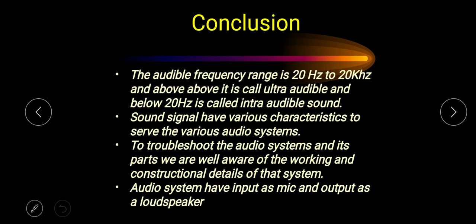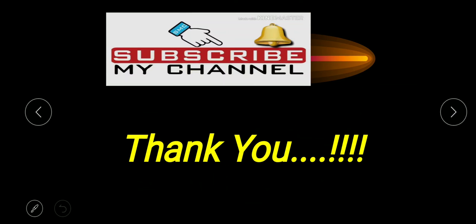The last but not the least, conclusion: the audible frequency range is 20 hertz to 20 kilohertz, above it is called ultra audible, and below 20 hertz is called infra audible. Sound signals have various characteristics to serve the various audio systems. To troubleshoot these types of audio systems and their parts, we must be well aware of the working and construction details of the system. And finally, the audio system has input as a mic and output as a loudspeaker for all types of audio system. So friends, we have seen the audio system and audio fundamentals in detail.